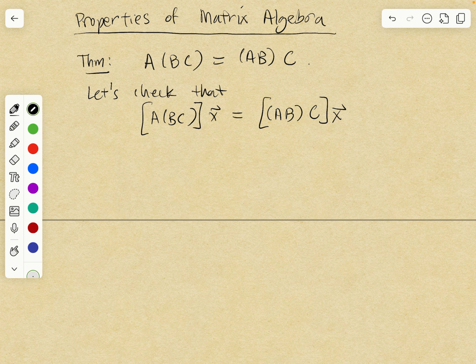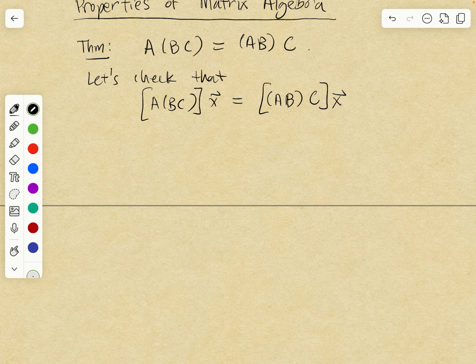If it's true that I have these two matrices and they do the same thing to every vector x, then the two matrices have to be the same. And the reason why that's true is because, for instance, they're going to do the same thing to each of the standard basis vectors, so you get the same columns, right? And if you have two matrices that have the same columns, they have to be the same matrix. Okay, so we need to check that these are the same.